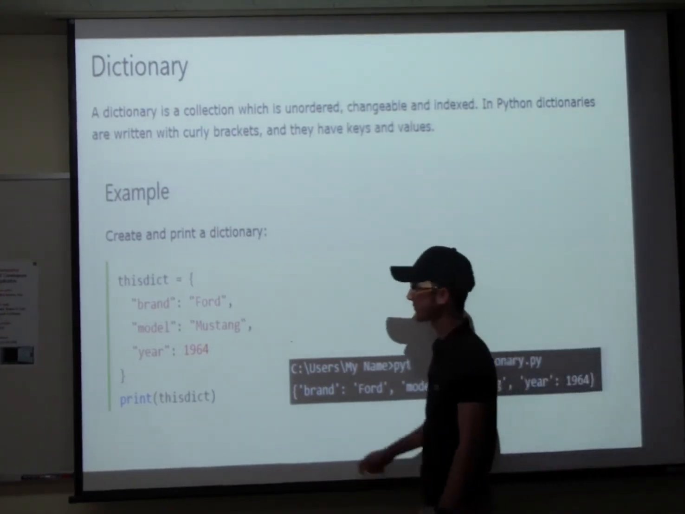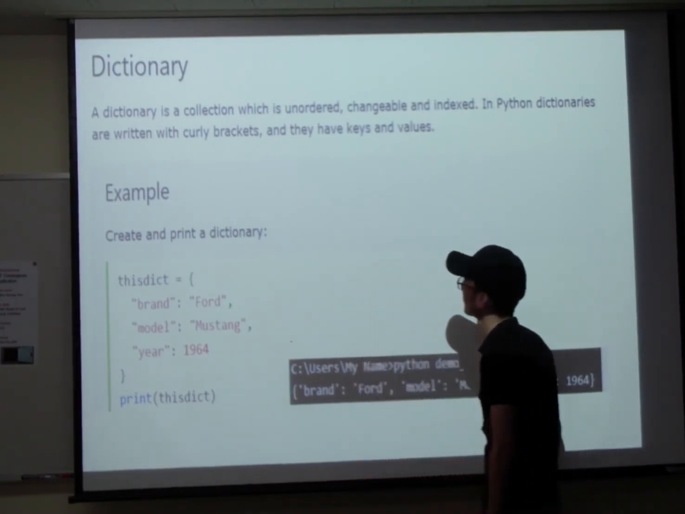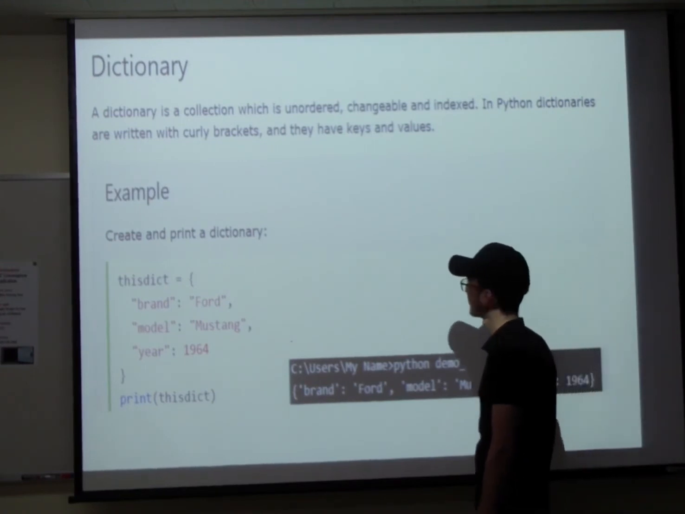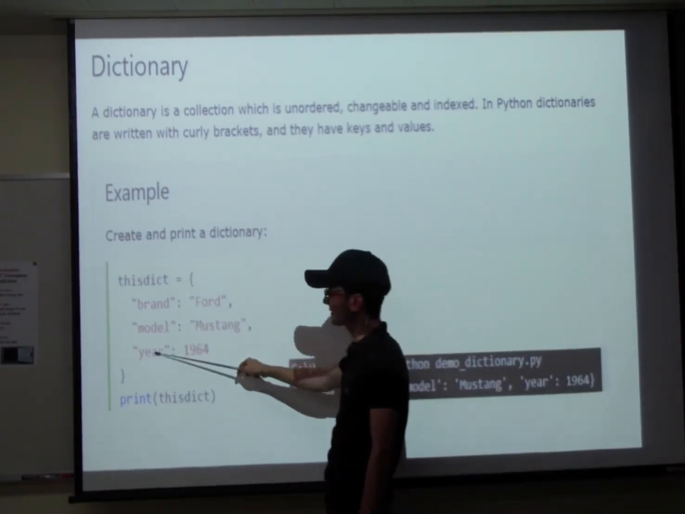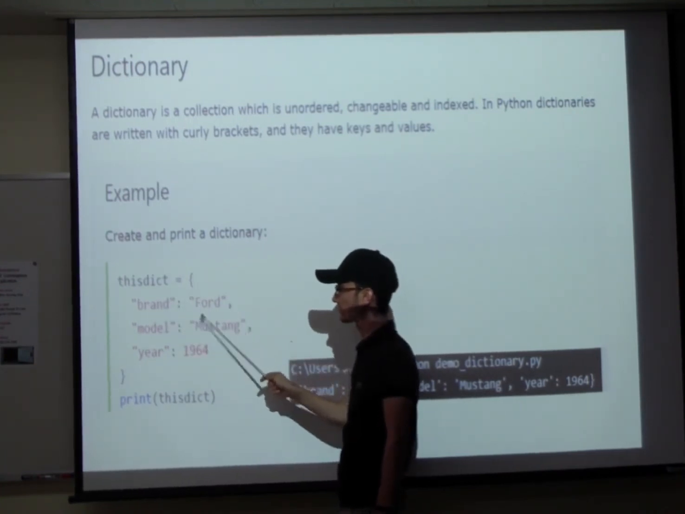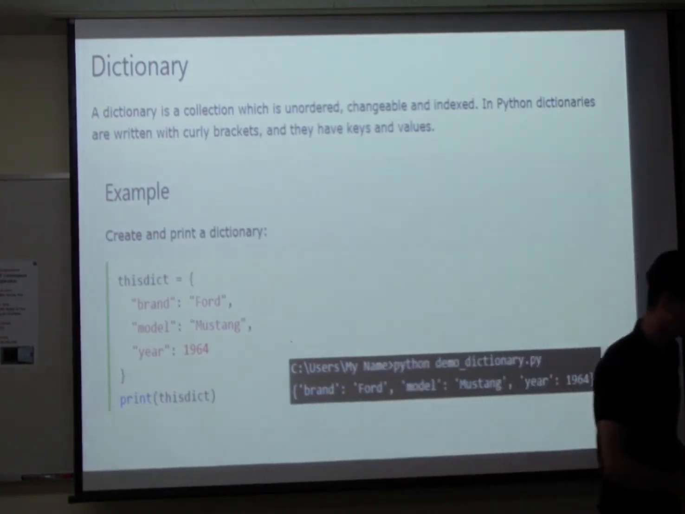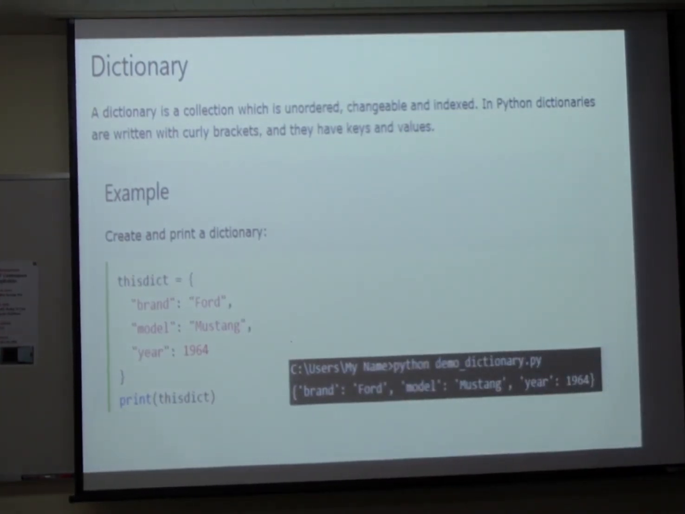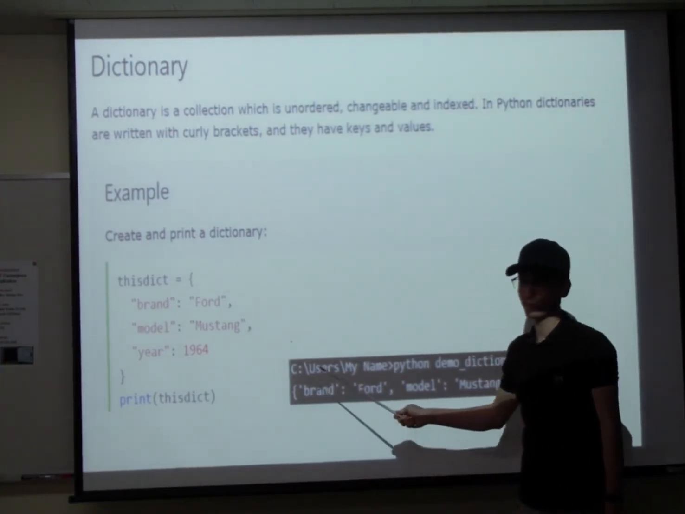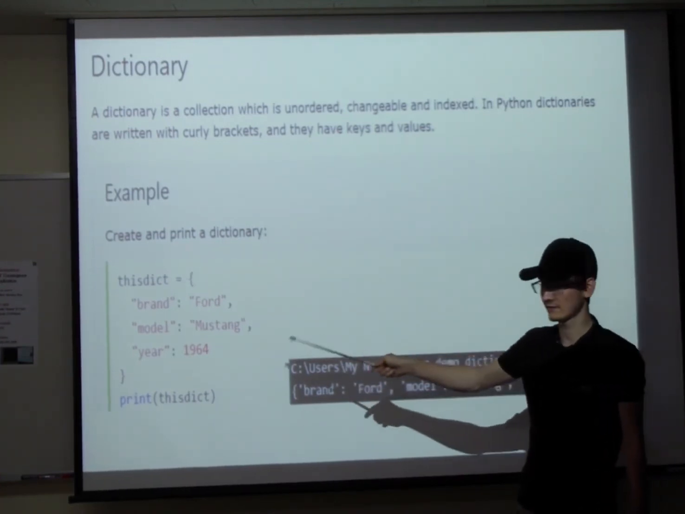The print function will print all the keys and what? Values. So each key has values. For brand key, Ford; for model, Mustang; for year, 1964. Let's create this kind of dictionary and we will do some practice with it.